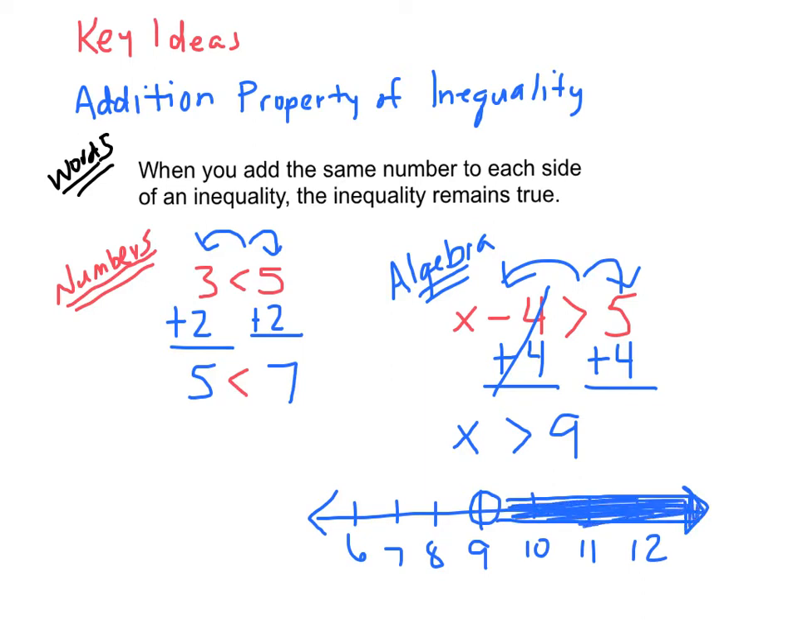If I were to plug in these numbers just to test them out, let's say I use 7. Is 7 greater than 9? No, it's not. Let's try and plug in another one. What if I did 11? Is 11 greater than 9? Yeah, that does work. So I did extend my line in the correct direction.